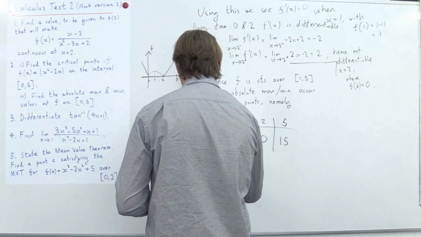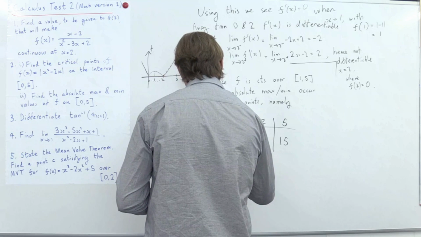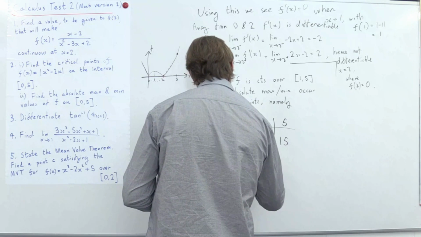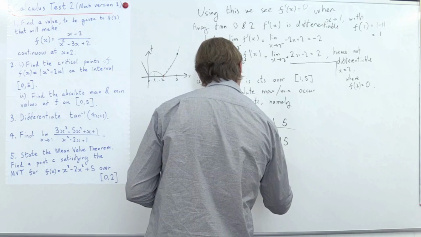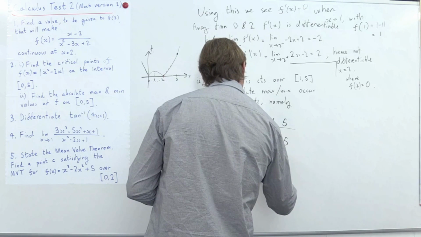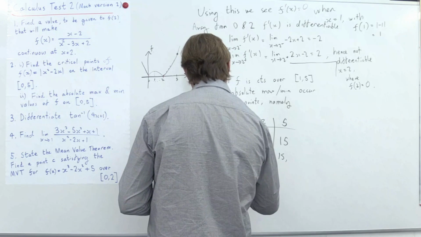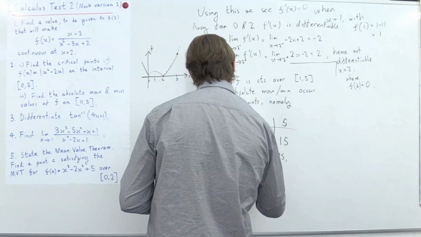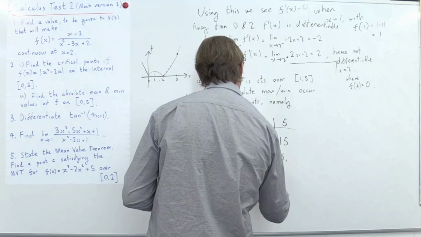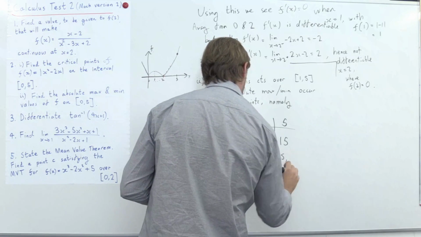So hence, the absolute max is 15, and the absolute min is 0.